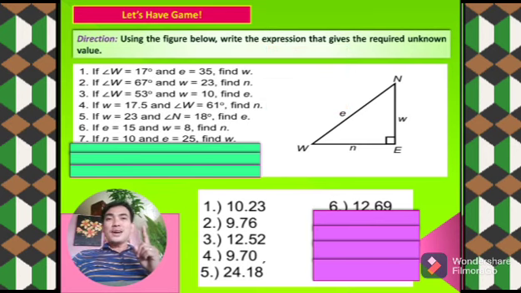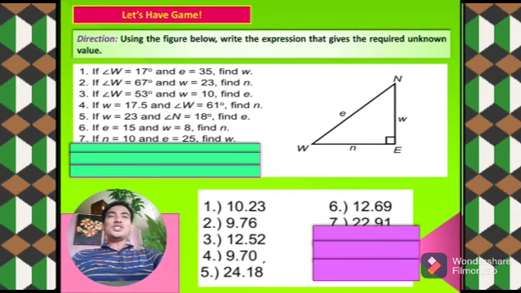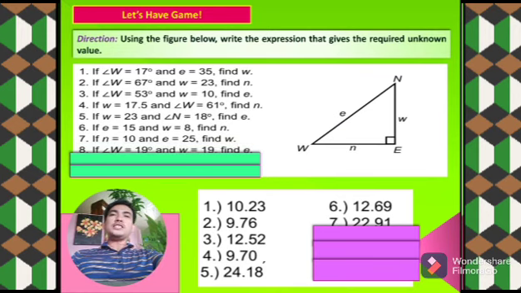The correct answer is 22.91. Alright, let's proceed to number 8. If angle W is equal to 19 degrees and side W is equal to 19, find side E. Okay, go!